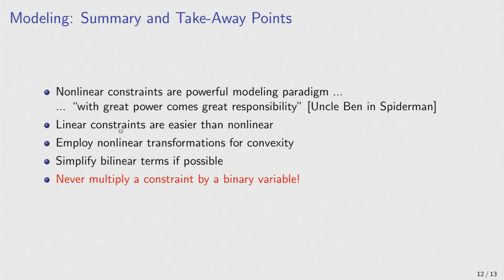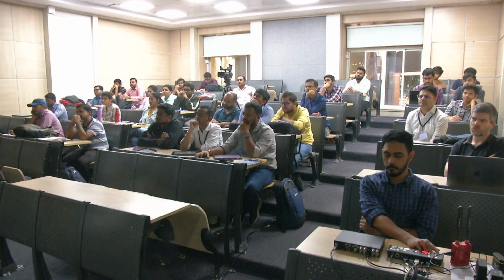And then we're re-emphasizing this. Linear constraints are easier to solve, easier to manage than nonlinear constraints. There's sometimes useful nonlinear transformations for convexity, and there exists a number of those in the literature. You can often simplify by linear terms. And the one thing we should not do is multiply a nonlinear constraint by a bilinear function. There's other ways of handling those constraints, and they're more efficient. Okay, so let me see if there's any more questions. It doesn't look like it.